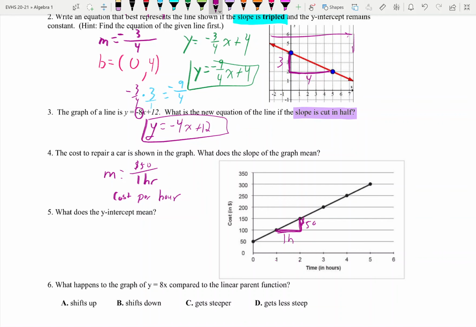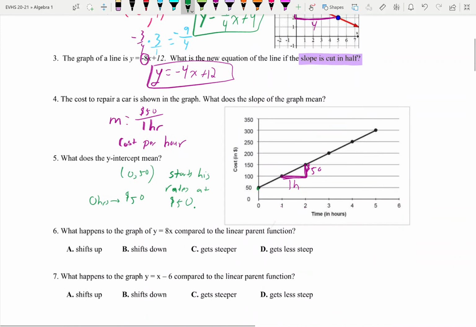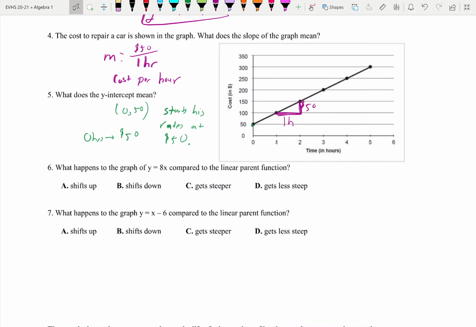Moving on to number 5, what does the y-intercept mean? Well, my y-intercept is over here, and that is at 0, 50. And remember, that is 0 hours, which means that we get charged $50. Now, remember, that doesn't actually mean that if he doesn't do any work, that's $50. That means that's his starting charge, or that's his base rate. So he starts his rates at $50. There's a lot of different things you could put there, but as long as you're indicating something that says he is actually starting at $50.